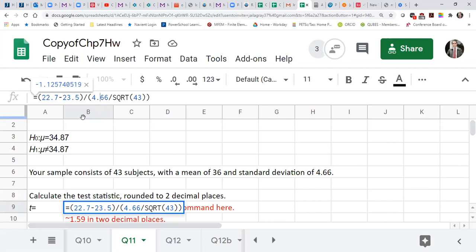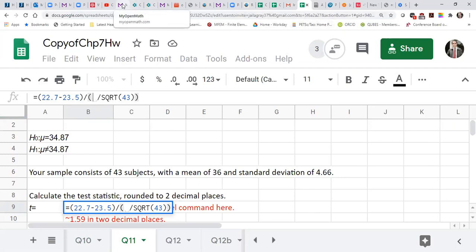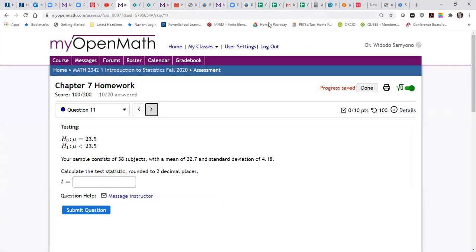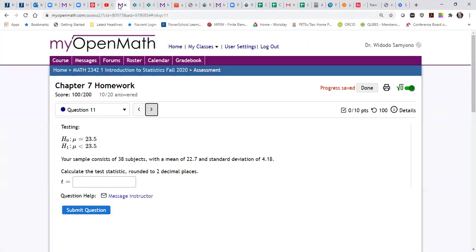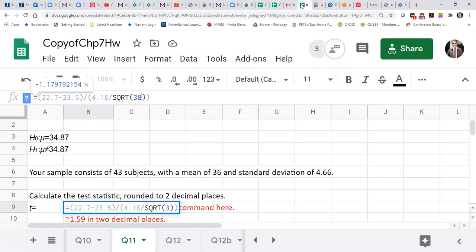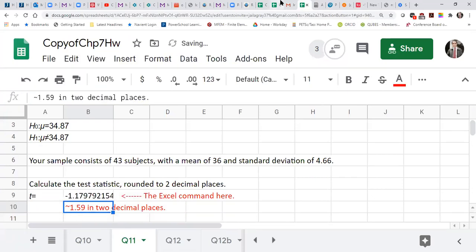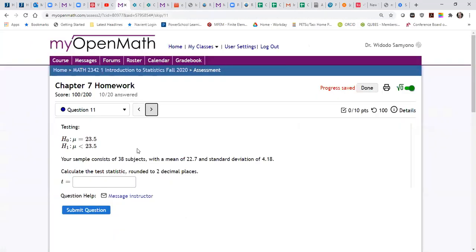And then divide by the standard deviation, right? 4.18. And then divide by the square root of the sample size. The sample size is 38, right? Enter. So you can see this is negative because the mean is less than the mu, right?